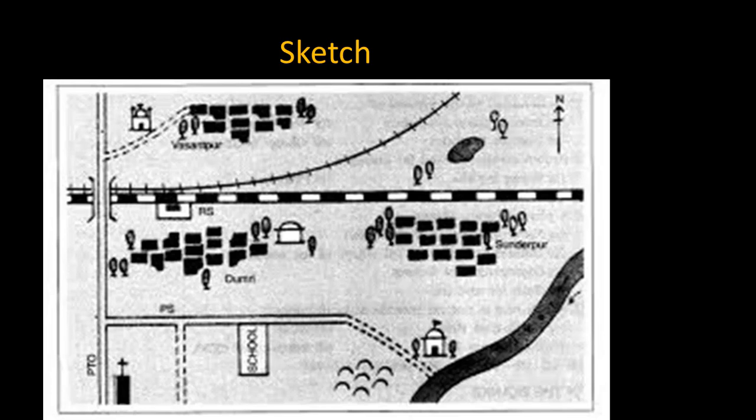For example, if you want to go to your friend's house and you don't know the way, then you can ask your friend to draw a sketch and give it to you for the way to his house. The rough drawing which he will draw without the scale is called a sketch map. So you can see the sketch map here on the screen also. In this sketch, you can see all the conventional symbols.